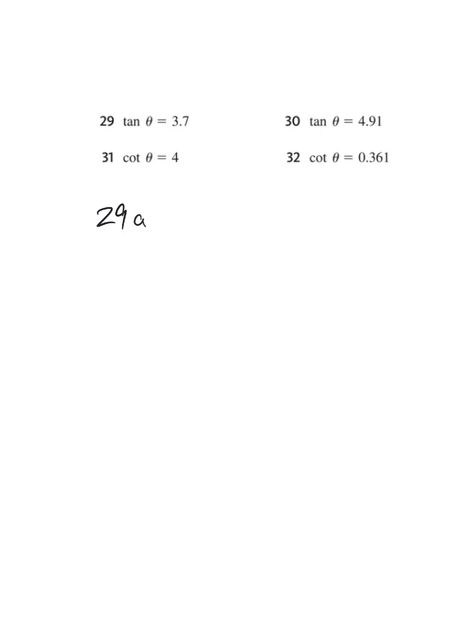29A, the arc tangent of 3.7. So the arc tangent of 3.7 is 74.88 degrees. So 74 degrees, 0.88 times 60 is 53 minutes.